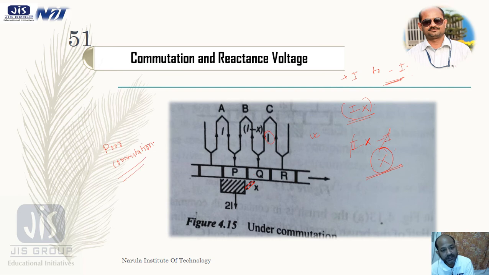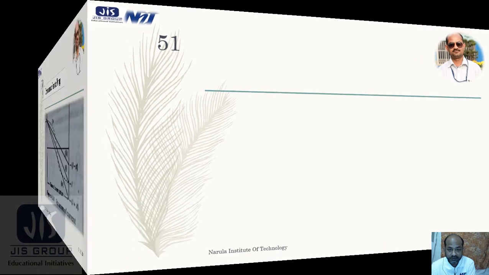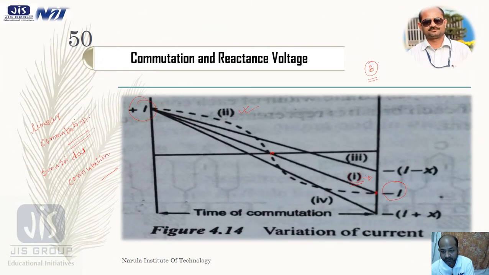When some anomaly occurs and the current in the coil undergoing commutation has not reached its full value in the reverse direction, that is the failure of the current in the short circuited coil to reach the full value in the reverse direction at the end of commutation. That is what we have shown in figure number 3. This is known as poor commutation. So this is the basic concept of commutation, just an overall idea.